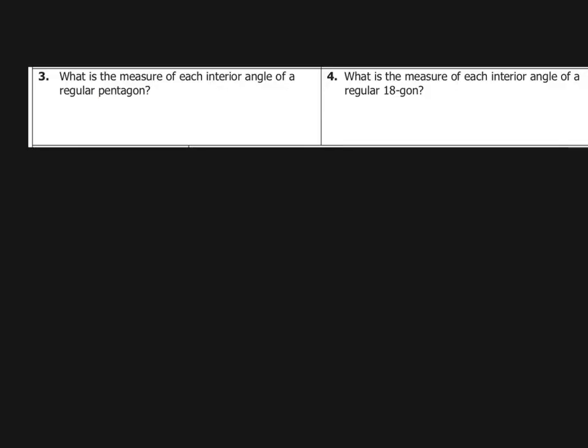Now we change the conversation a little bit, and we're going to want to know the measure of each, and each implies 1, right? 1 angle of a regular pentagon. Now the key fact is that it's regular. If I don't know they're all the same angles, the same measure, then none of this works. Okay, so let's get started.